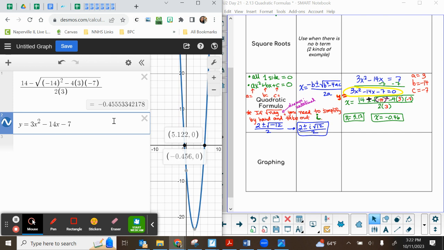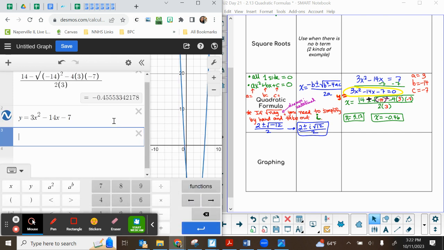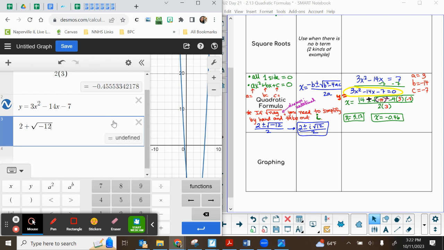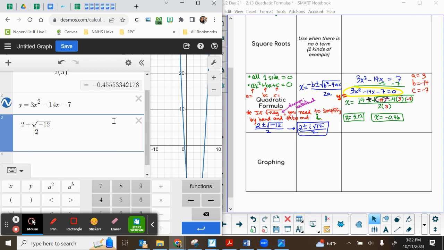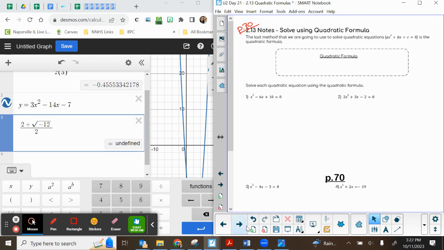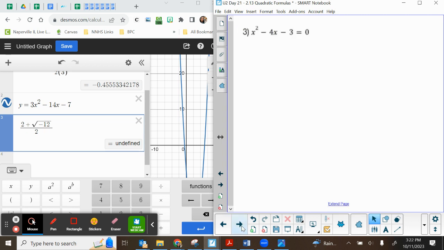Okay, now sometimes, if you have a negative under the square root, then Desmos is not going to know what to do, and it will say, hey, that's undefined. So then you have to do the part under the square root by hand. That is what I am going to show you here from our notes on page 2.13, solving using the quadratic formula. So here's the first one.